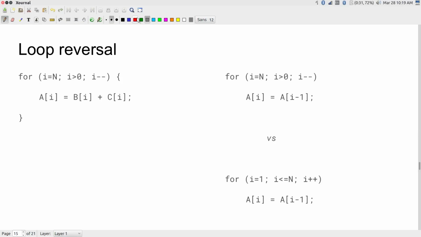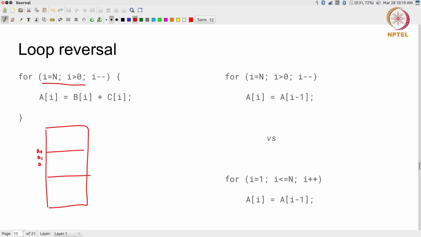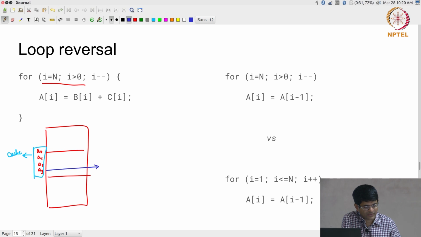Loop reversal is an interesting transformation, again related to the cache in some way. All that it's saying is, if I have i equal to n down to 0, and I had the memory, let's say this was A0, A1, A2, A3, etc. As far as cache is concerned, this might all be one cache block. But because I read A3 first, it pulls in some data corresponding to A3. Next time around it goes to A2, it pulls in some other data corresponding to A2. They may not correspond properly to the same cache locations.